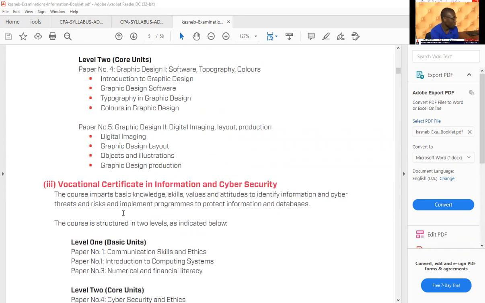We also have a vocational certificate in information and cybersecurity. That's the most important part that I loved about what Kasneb has done on this new syllabus. That is where the future is heading. You'll find that nowadays you tend to store most of your data online. You normally tend to store most of your data on a cloud.